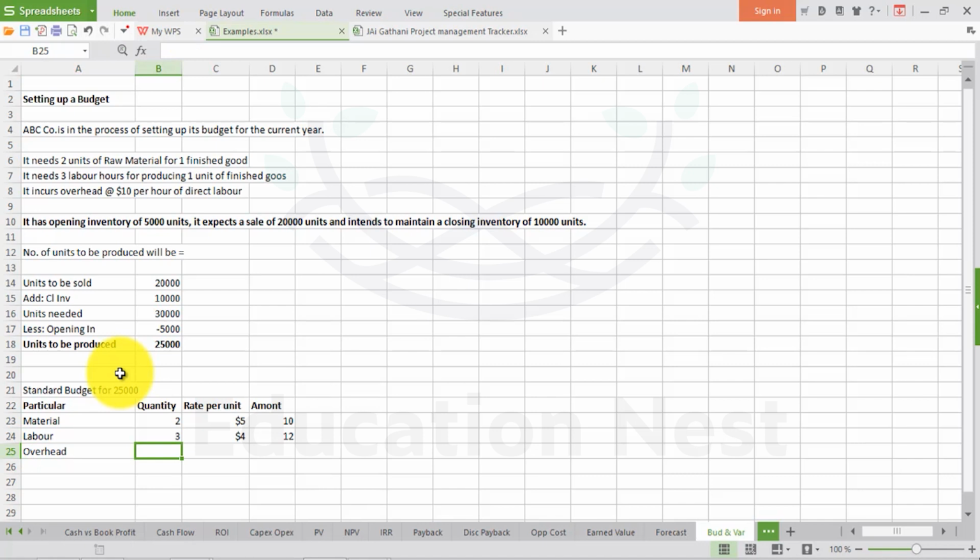Overhead is incurred at the rate per hour of direct labor. Overhead also needs 3 labor hours per unit. If you see the sentence over here, it incurs overhead at the rate of $10 per direct labor hour. So for an equal number of labor hours incurred, overhead is also incurred at the same pace. However, the rate is $10, and here it comes to $30. So this is the standard budget for 1 unit.